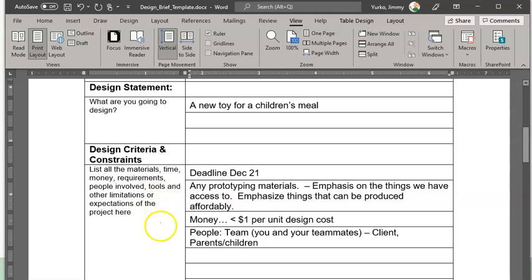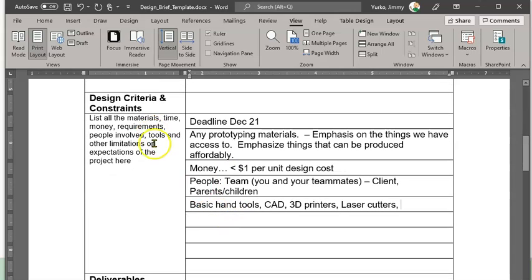Tools and other limitations, expectations, project here. Okay, tools. Just for our purposes, we have access to basic hand tools for prototyping. We also have CAD software and 3D printers, laser cutters. And we have some light machine tools, but we'll get into that. We'll categorize those in the basic hand tools. Let's go back to this other. Let's see what else we have.